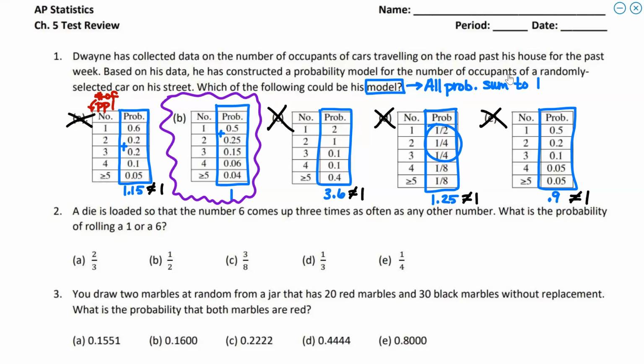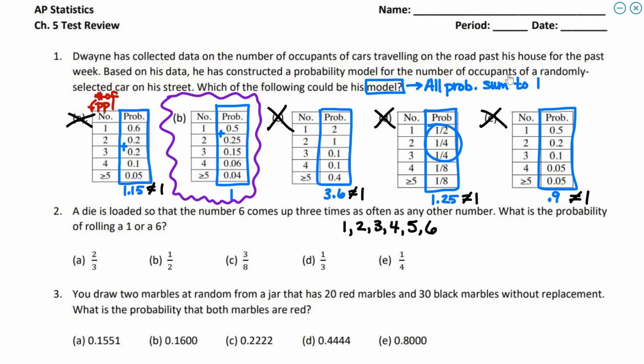Number 2, a die is loaded so that the number 6 comes up 3 times as often as any other number. When you initially think of a die, D&D players don't answer, how many sides do you think of? 6 sides on a standard die that's going to come with most games, right? And what are those sides numbered? 1 through 6. 1, 2, 3, 4, 5, 6.